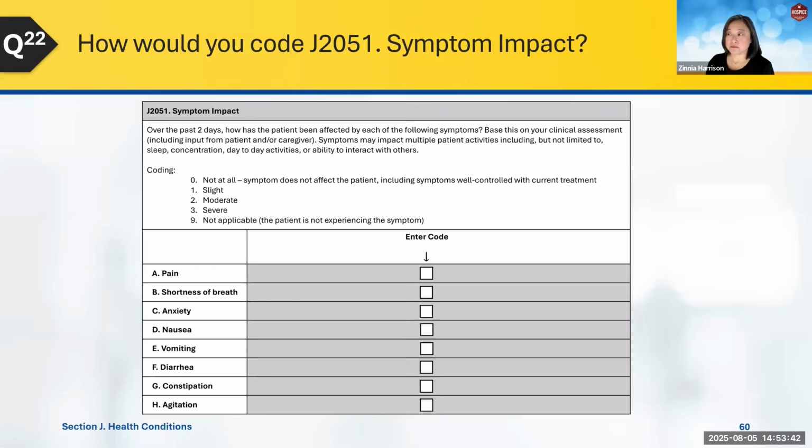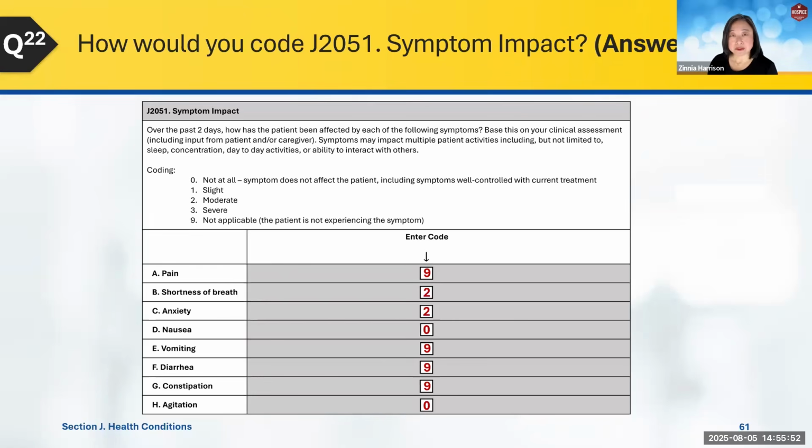Again, you may have to scroll down to complete the poll. So during the admission assessment on December 5th, the nurse observed that shortness of breath and anxiety had a moderate impact on Mr. W. So anxiety and shortness of breath would be coded 2, moderate. Mr. W does have an issue with nausea and agitation, but he is well controlled with his current medications. Therefore, there's no impact for nausea and agitation, so they would be coded 0.